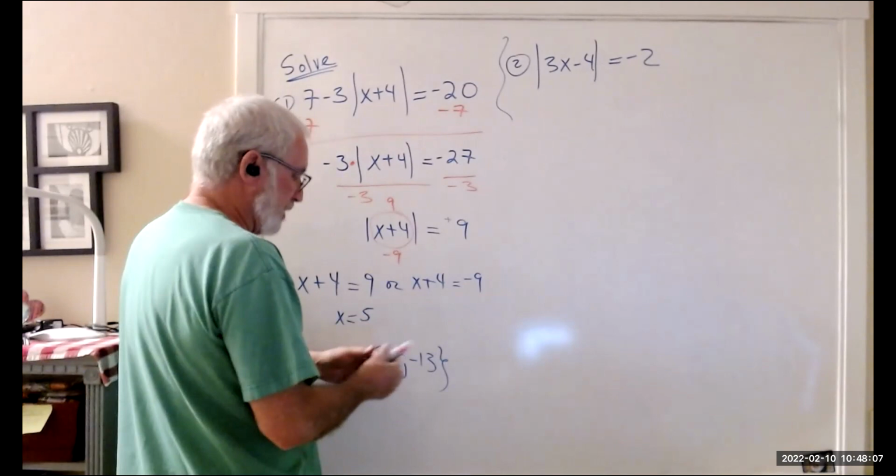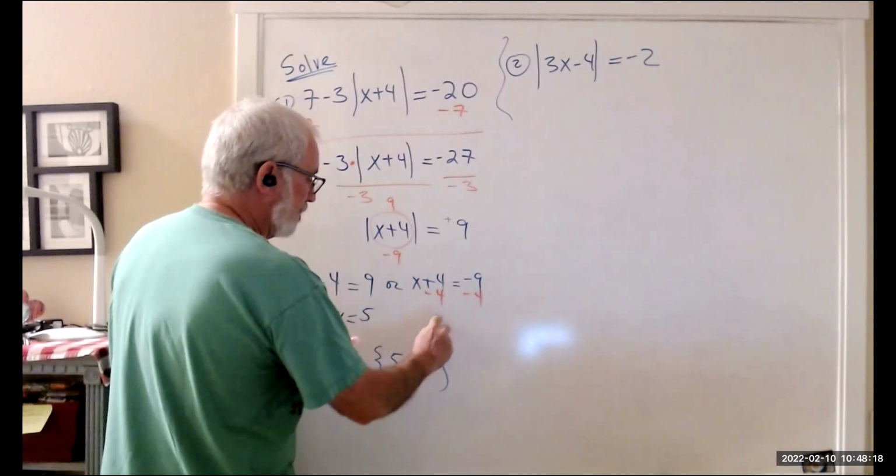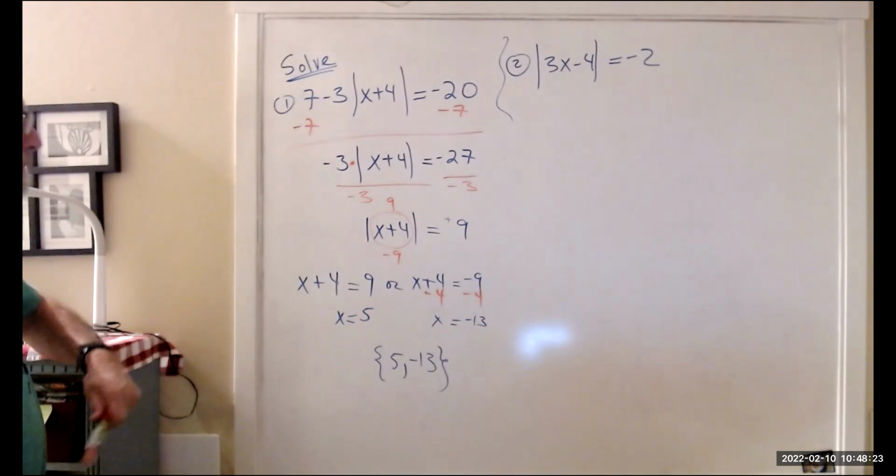Wait, positive 4 plus -9 is -13? No, I didn't show a step. So when you're here, you have to take away 4 from both sides to get x alone, right? -4. Yeah. Right? So you take 4 away, the plus 4 minus 4 cancels out. We get x is -13. Got it. Is that okay? Good. Okay. I skipped that step. I'm sorry.